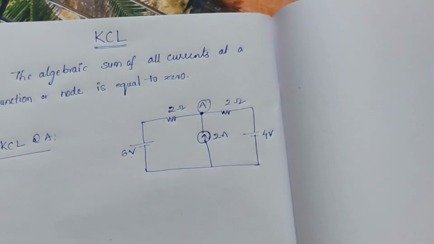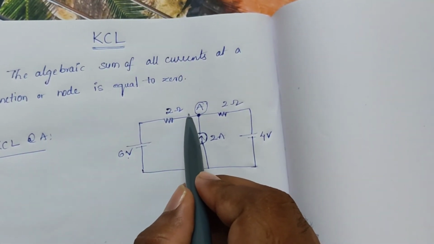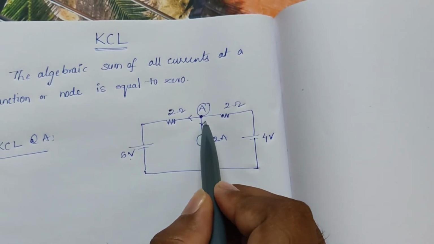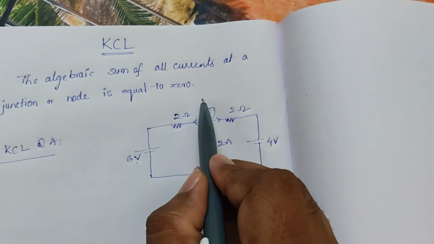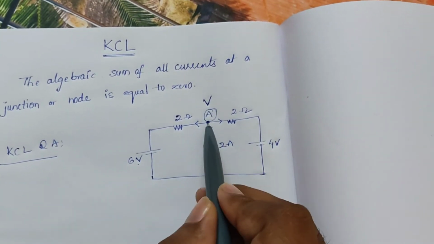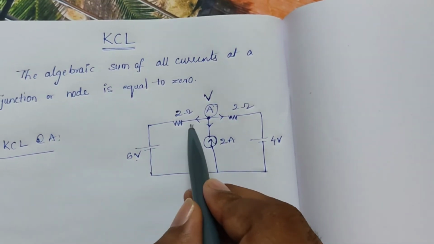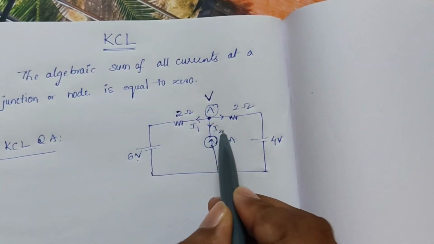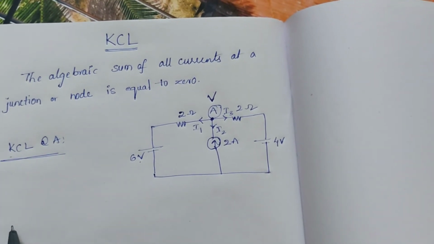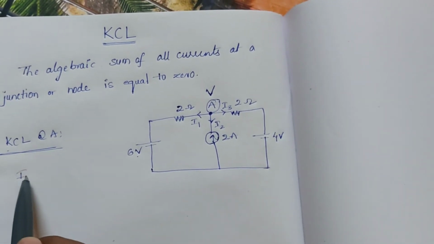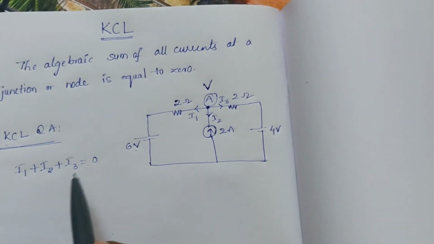Let us assume the currents are leaving from point A, so that the direction will be away from our node A. For KCL to be applied, we need to assume a voltage V is available at point A. Let us write this is I1, this is I2, and this is I3. According to KCL, the sum of currents at a junction is equal to 0. So I1 plus I2 plus I3 must be equal to 0.